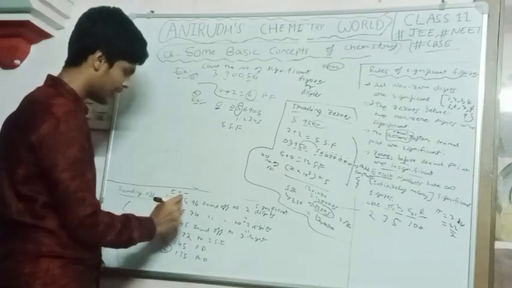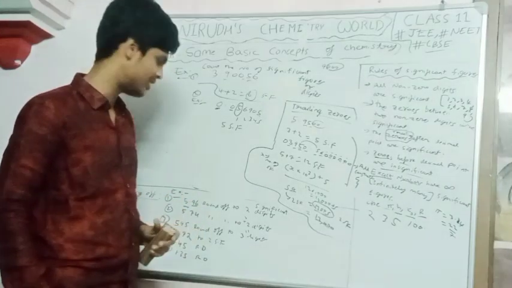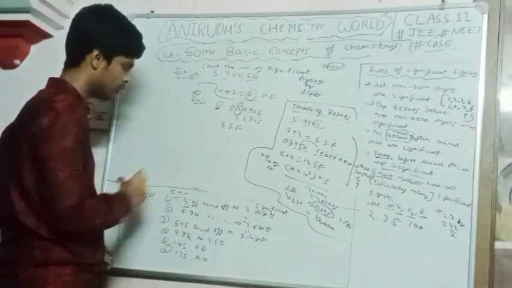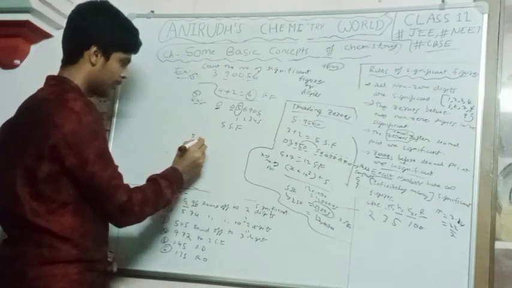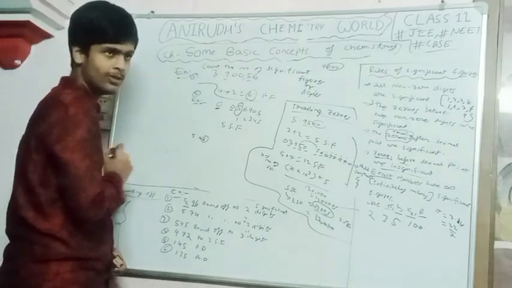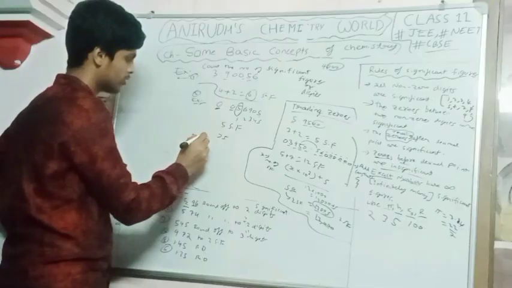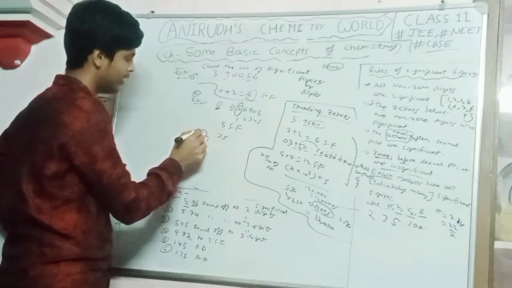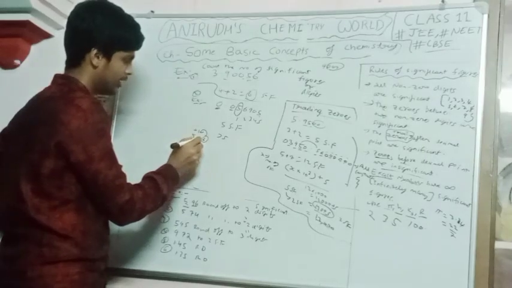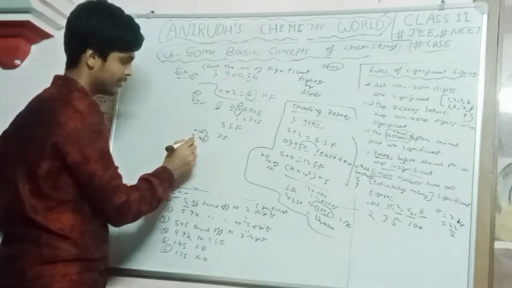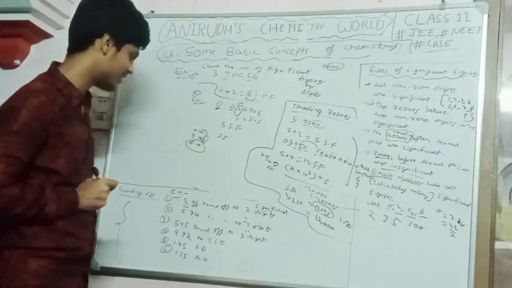Suppose I have a number like 5.96, and you need to round off to two significant figures. This 6 is greater than 5, so you need to add 1 to the preceding digit. So 5.9, 9 plus 1 is 10. So you need to write 6.0 as the correct answer for this.